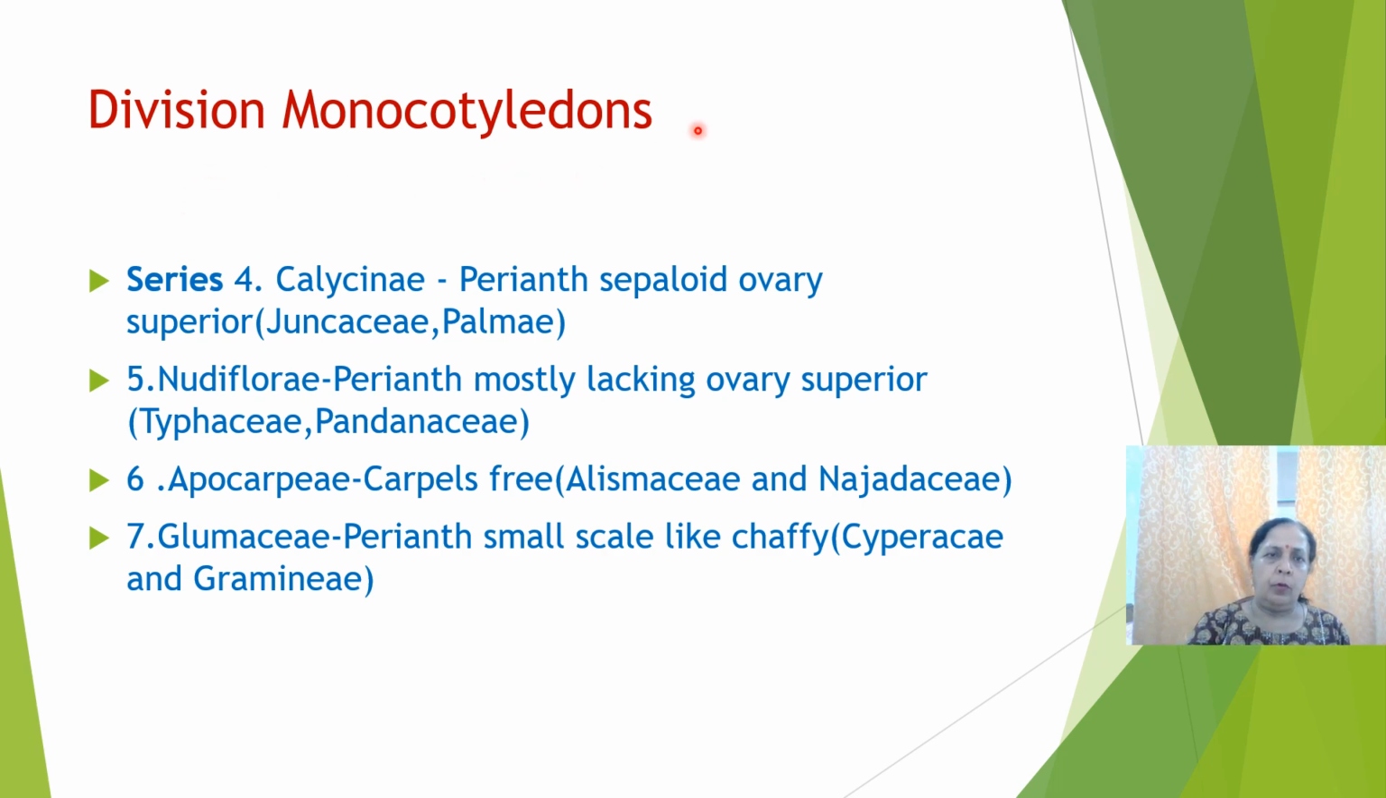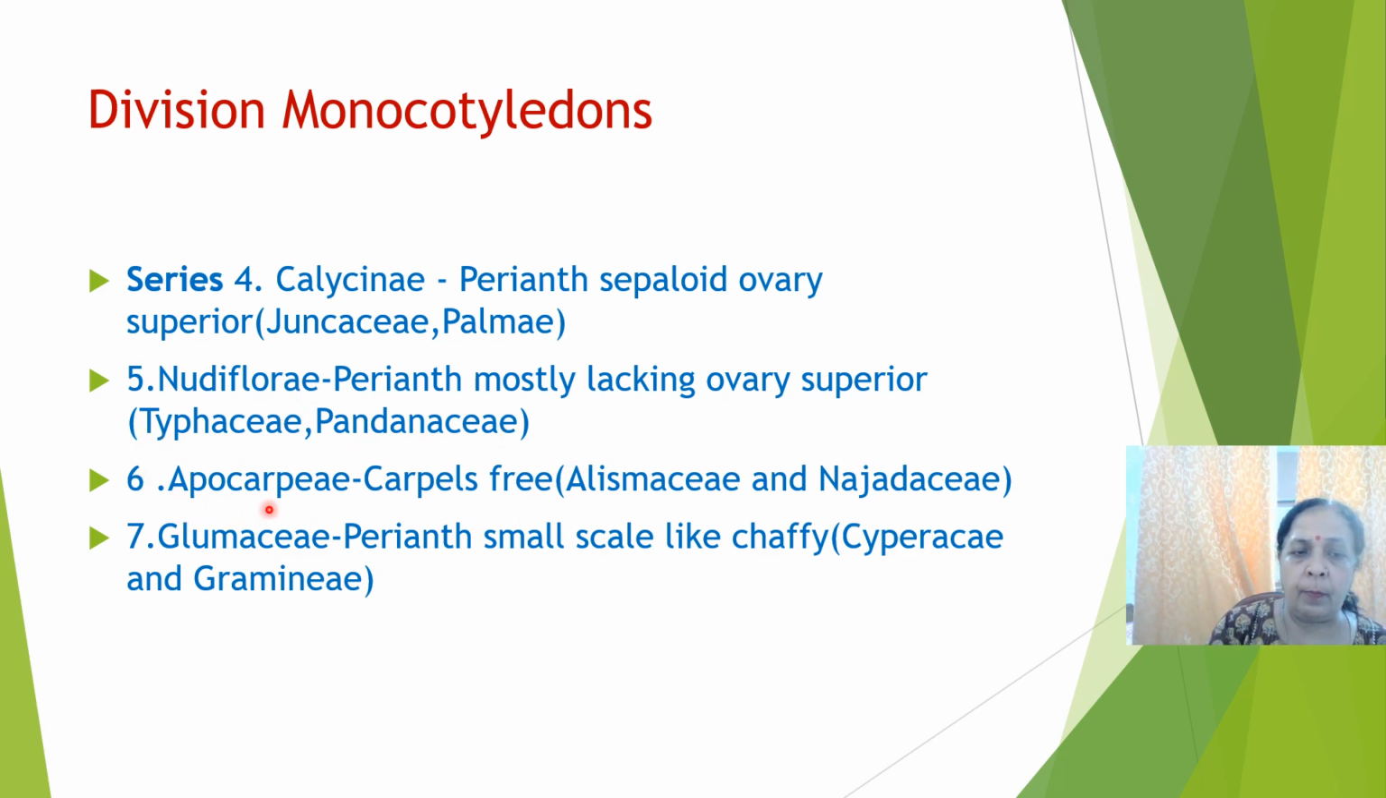In division monocotyledons, the fourth series is Calycinae. Calycinae means where the calyx-like perianth or green perianth. Perianth is sepaloid, ovary superior, and the series Calycinae consists of two families, Juncaceae and Palmae. Next is Nudiflorae. Nudiflorae means where the flowers are nude or perianth absent, perianth mostly lacking, ovary superior, and two families are included under the Nudiflorae, Typhaceae and Pandanaceae.